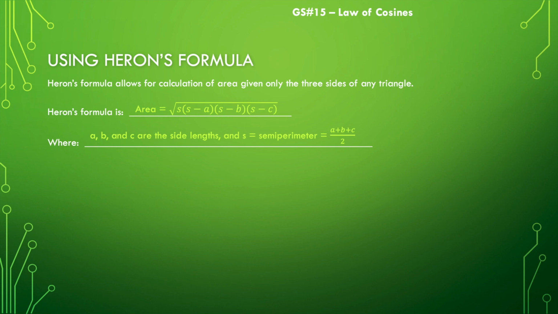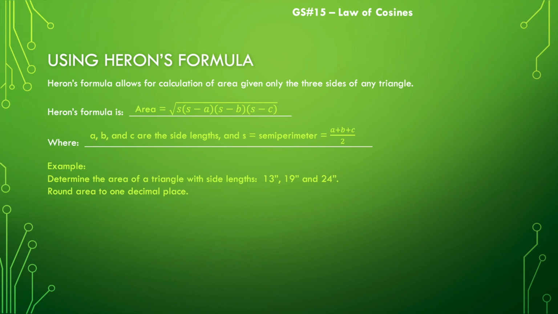So let's see what we can do with this. Let's say we're given a triangle, and we're asked to determine its area if we know that the side lengths are 13 inches, 19 inches, and 24 inches. We are going to find our area, rounding it to the nearest tenth of a unit. Actually, it'll be a square unit. So let's see what we can do.